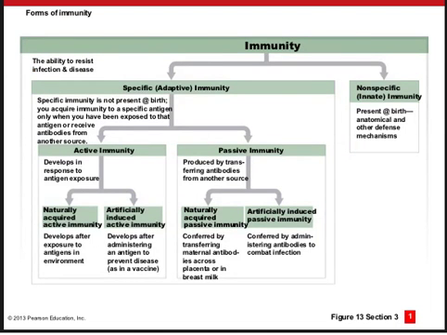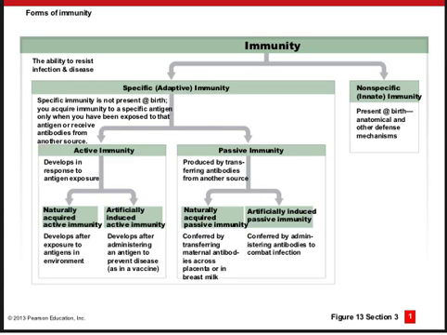So there's two types of specific immunity. Active immunity occurs when the body develops antibodies in response to a particular antigen, while passive immunity occurs when we receive antibodies from another source. Both can be naturally acquired or artificially acquired. So let's deal with artificial immunity first, okay?